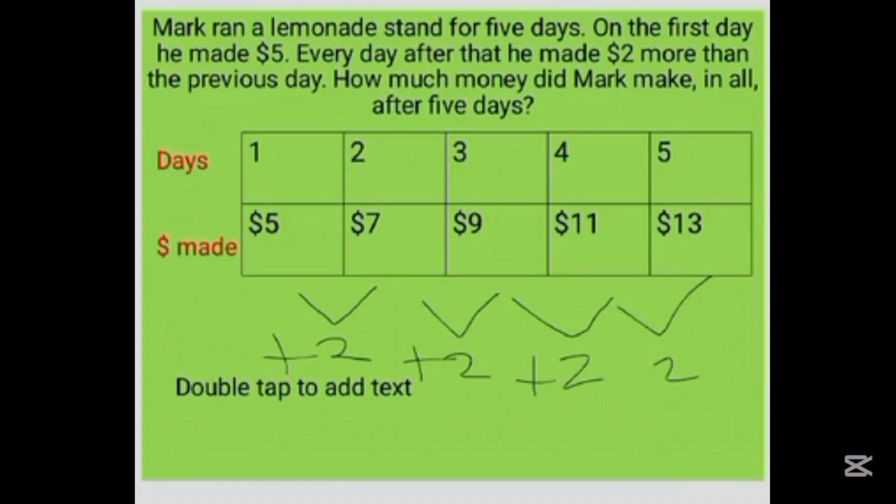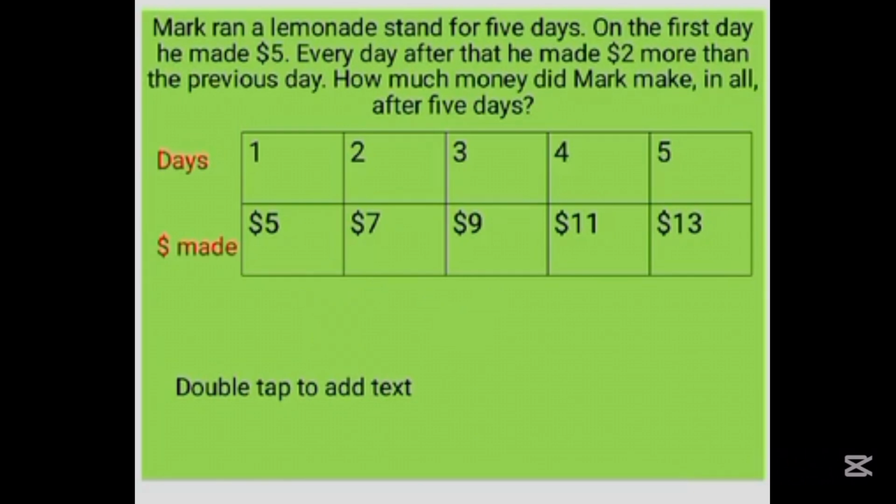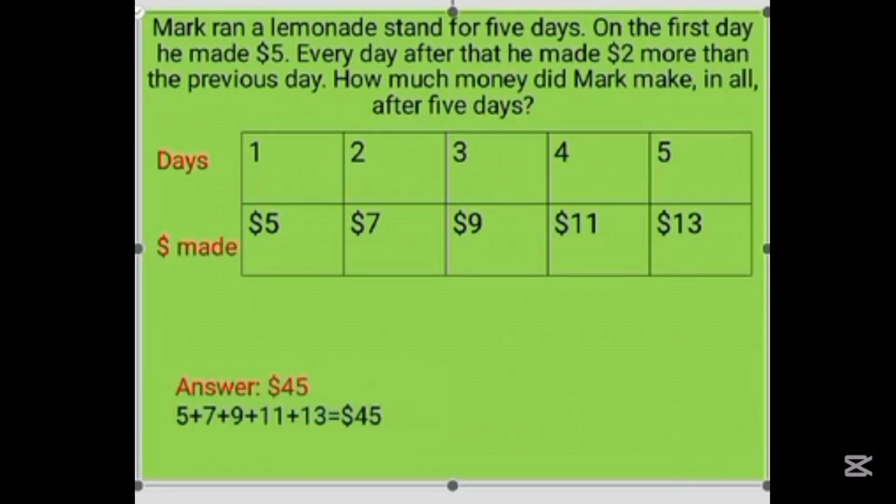So, nang nakuha na natin yung result, yung $5 and $7, yung hanggang $13, i-add lang natin yan. So, ito yung answer. $5 plus $7 plus $9 plus $11 plus $13 is equals $45. So, ganun lang siya kadaling mahanap. Masolve yung problem ni Mark.